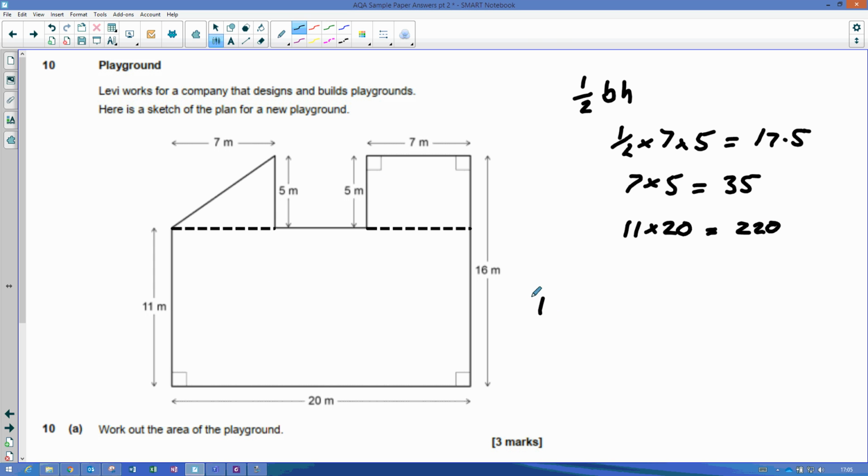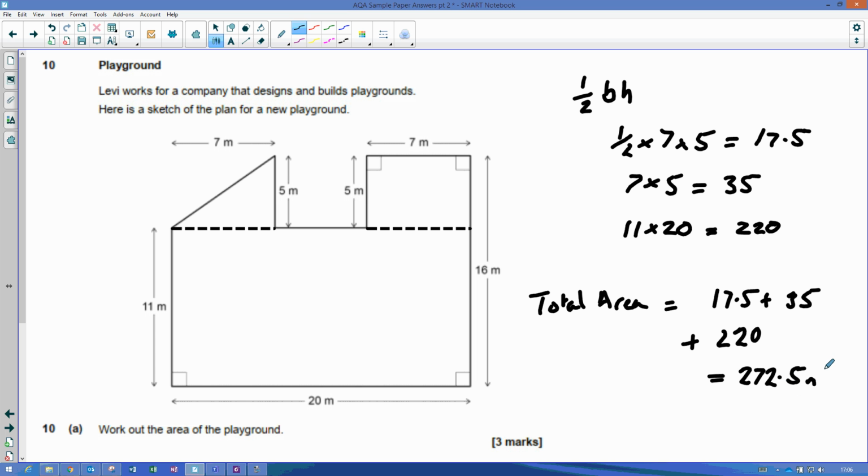For our total area, we just need to add them up. So 17.5 plus 35 plus 220, and that gives me an answer of 272.5 meters squared. Meters squared, that's going to be an m² because we're working in areas and our lengths are all in meters. And that's all there is to that one.